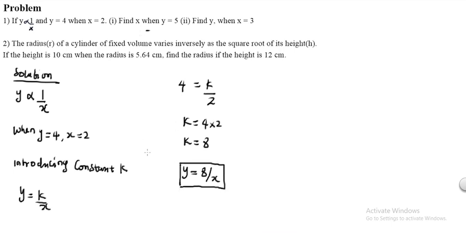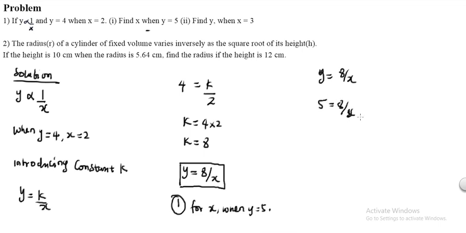For the first question, we are told to find x when y is 5. If you plug the values into this equation, y is equal to 8 over x, so if you plug in y is equal to 5 and make x the subject, you have 5 is equal to 8 over x.